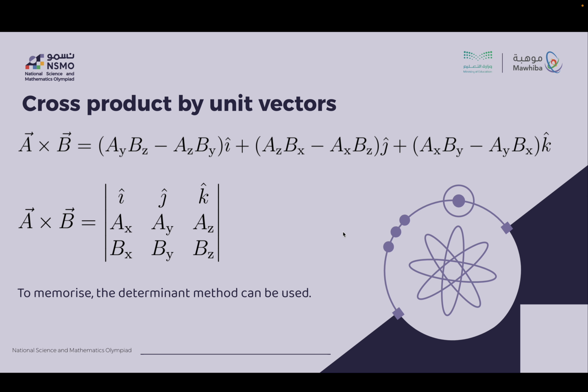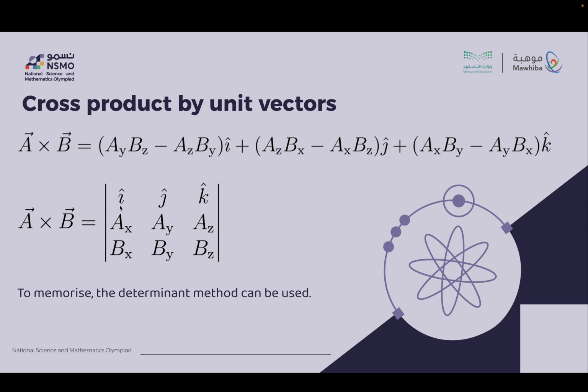Similarly to the case of the dot product, we can also express the cross product of two vectors with their components. The result will be this. A cross B equals (AyBz minus AzBy) times i plus (AzBx minus AxBz) times j plus (AxBy minus AyBx) times k. This is quite a long expression, so to memorize it, the so-called determinant method is sometimes used.